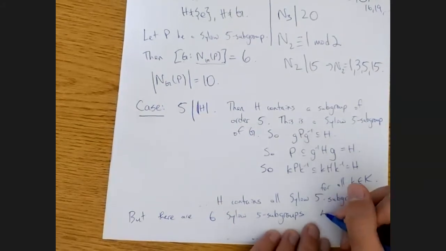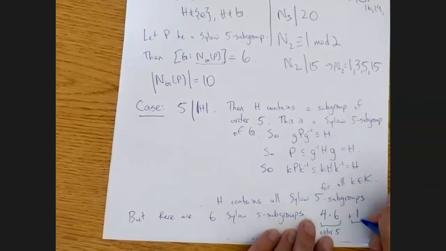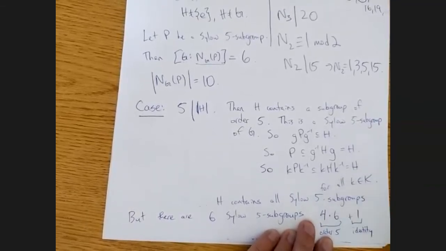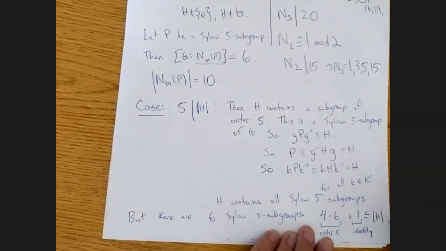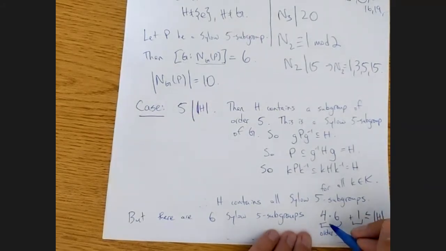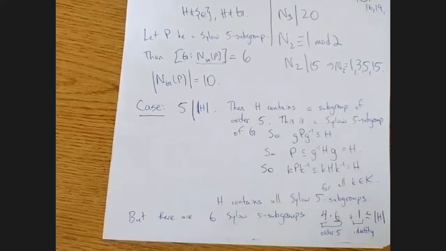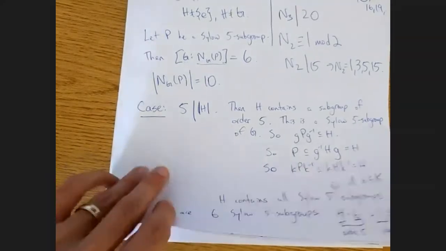So you have 4 times 6 elements of order 5, plus the identity element. And these elements are all elements of H, so this has to be less than or equal to the number of elements of H. So we're taking the 4 non-identity elements of each Sylow 5 subgroup, there are 6 different Sylow 5 subgroups, and then the identity, which is common to all of them, and that is a lower bound for the number of elements of H. And this is 25. So the order of H is at least 25.